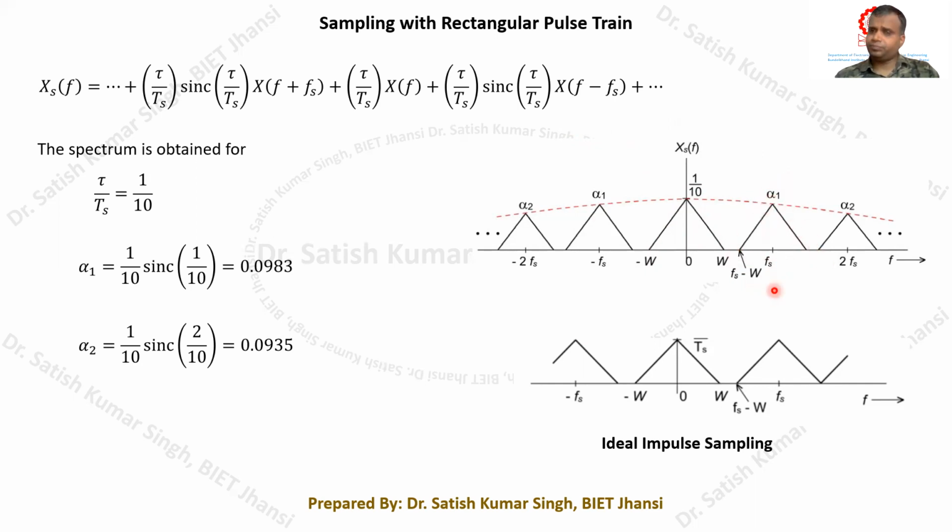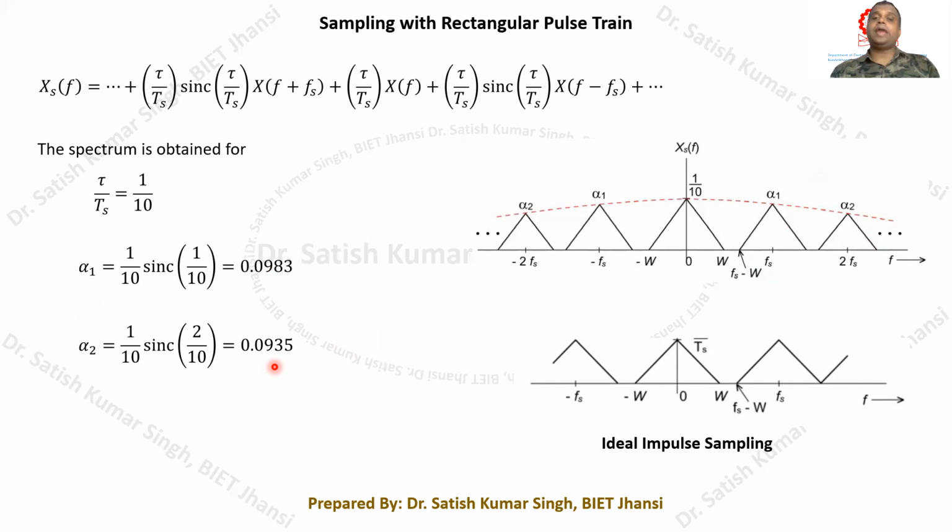Okay, and then we have this component equal to fs minus w. This component will be fs plus w, and there will be a certain magnitude. That magnitude I am denoting as alpha 1, and that alpha 1 I have calculated over here, which is equal to 0.0983. Similarly, you can go on calculating for n equals 2. We can have the alpha 2 value. You will find that this alpha 2 value is coming out as 0.0935.